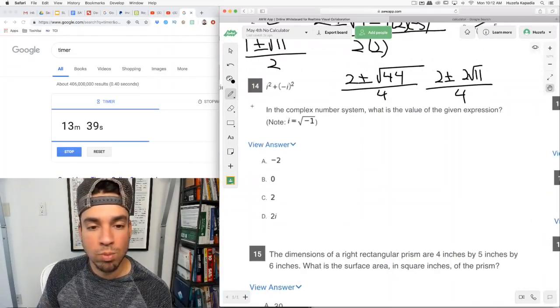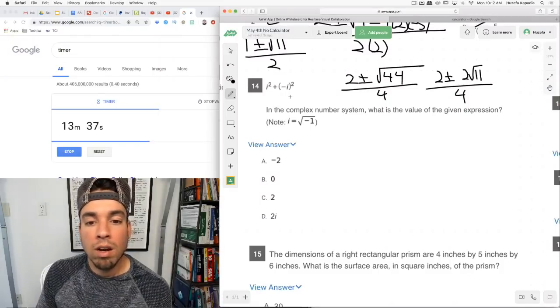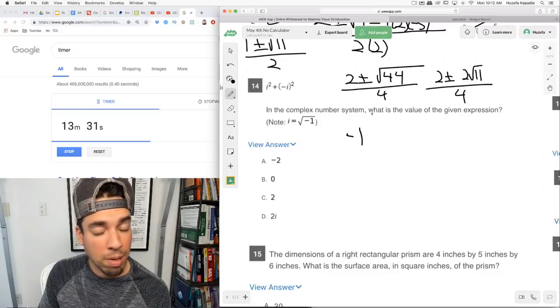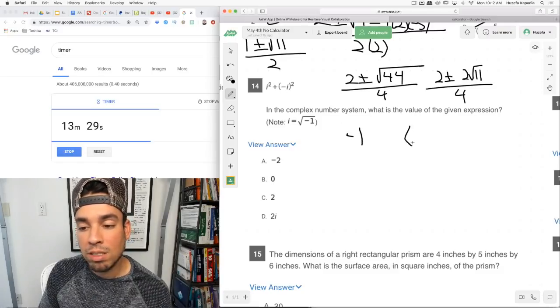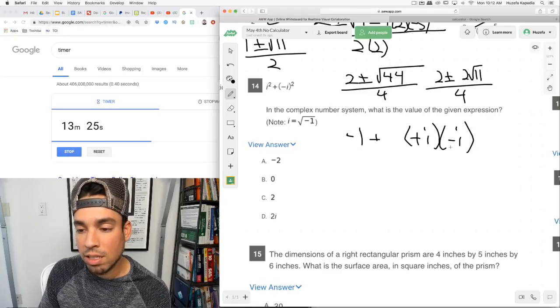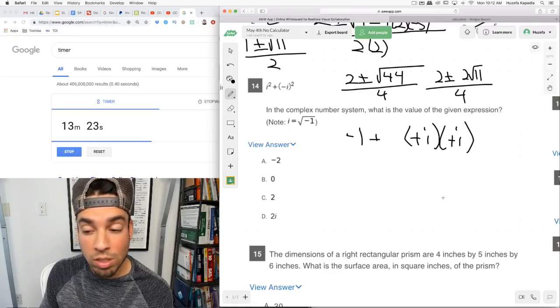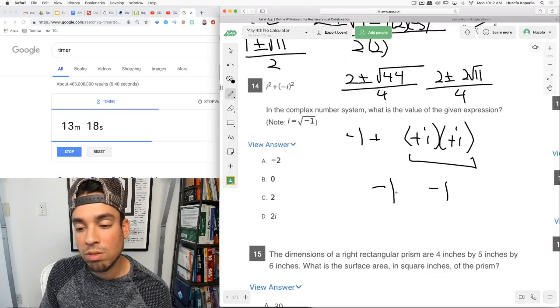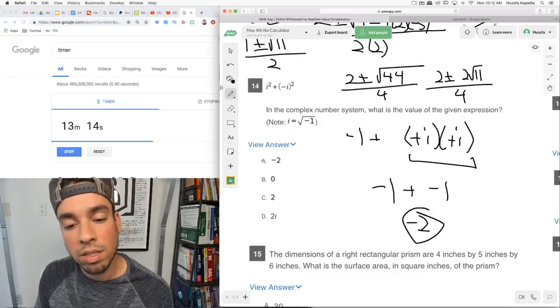Next, this one a lot of people had problems with. What did we do here? I squared, immediately we know, is -1. What about this guy? Is this guy +1? It is not, because it's really -I times -I. So the negatives cancel out. Then we square the I, and it becomes -1. So it's not +1, it's still -1. -1 combined with a -1 is -2.